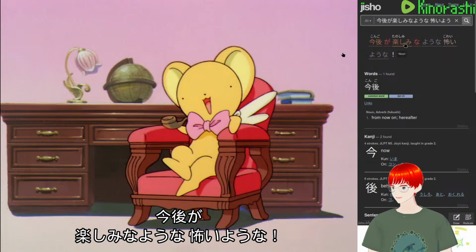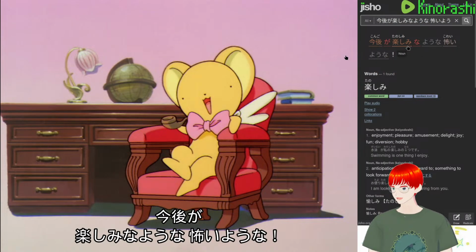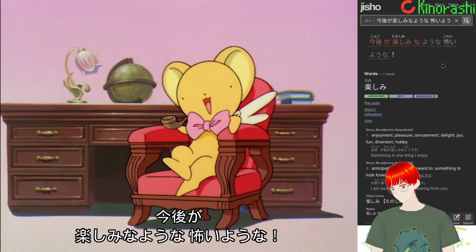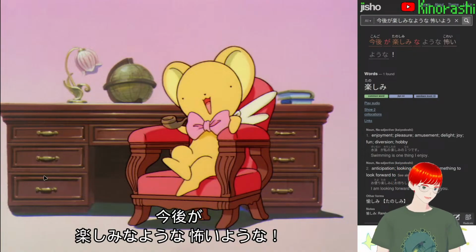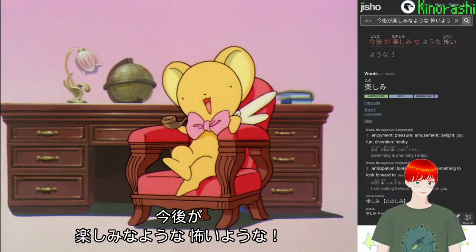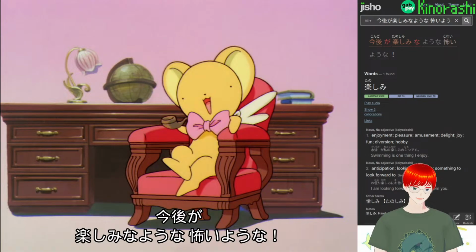楽しみな, let's see, 楽しみ. Yeah, 楽しみなようなこと, 怖いようなこと, or something like that. Or maybe you just use one こと on the end. I'm not sure. How would you write this if the こと was in the sentence? If you explicitly include こと in the sentence, the structure becomes 今後が楽しみなような怖いようなこと.